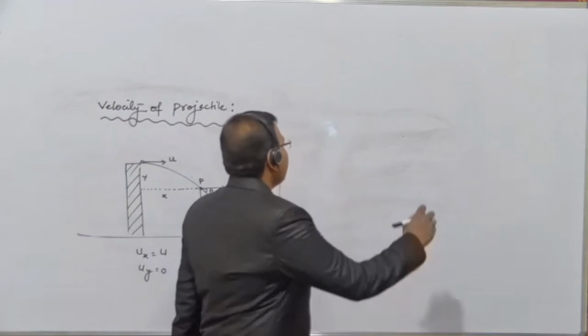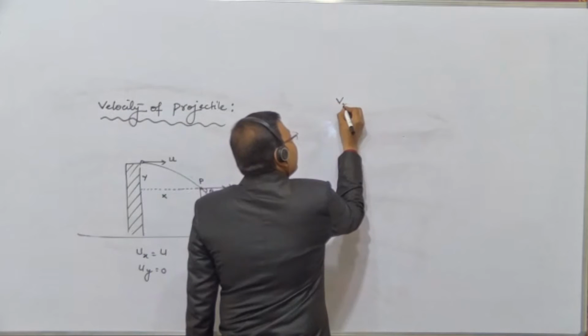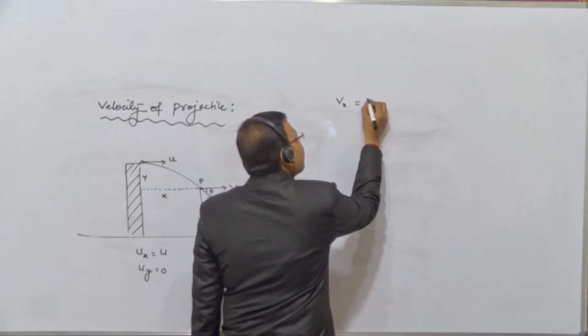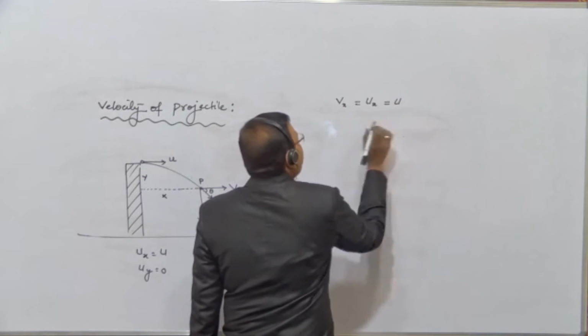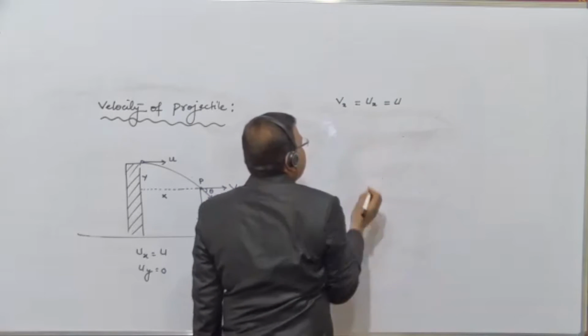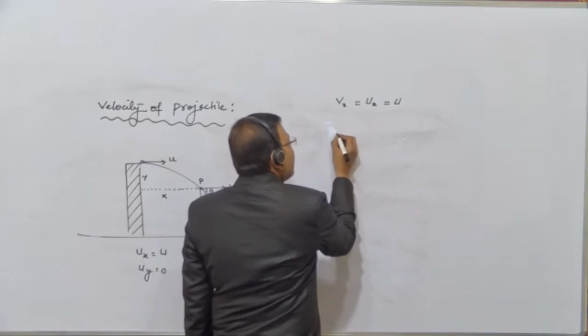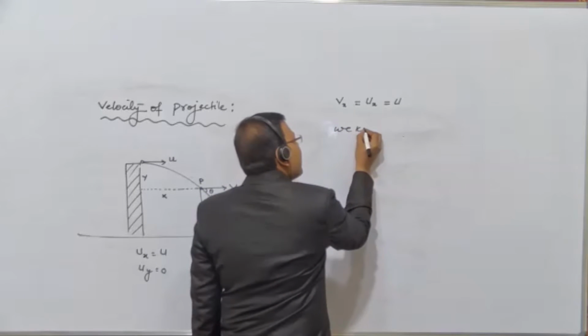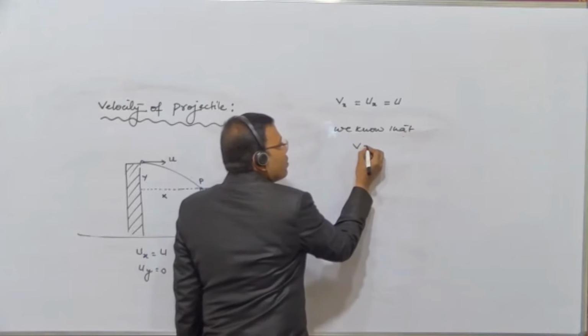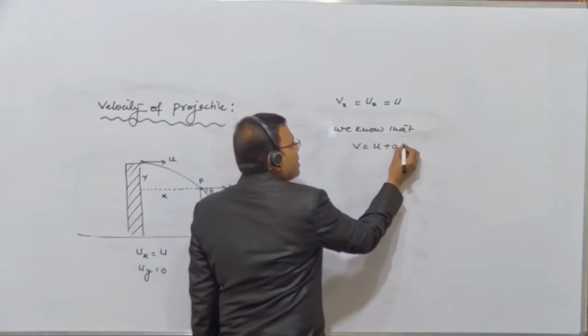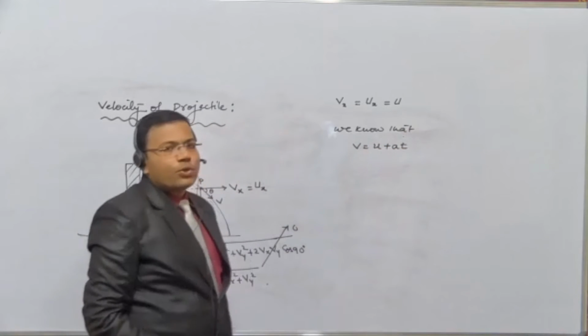तो आइए बेटे, व्हाट इज दिस Vx? Vx is Ux and that is equal to U. No change in this velocity. इसको आप टच भी नहीं करना है, ऐसे ही रखना है. Next coming to Vy. So we know that for Vy I am writing this equation. We know that V is equal to U plus AT. V is equal to U plus AT.